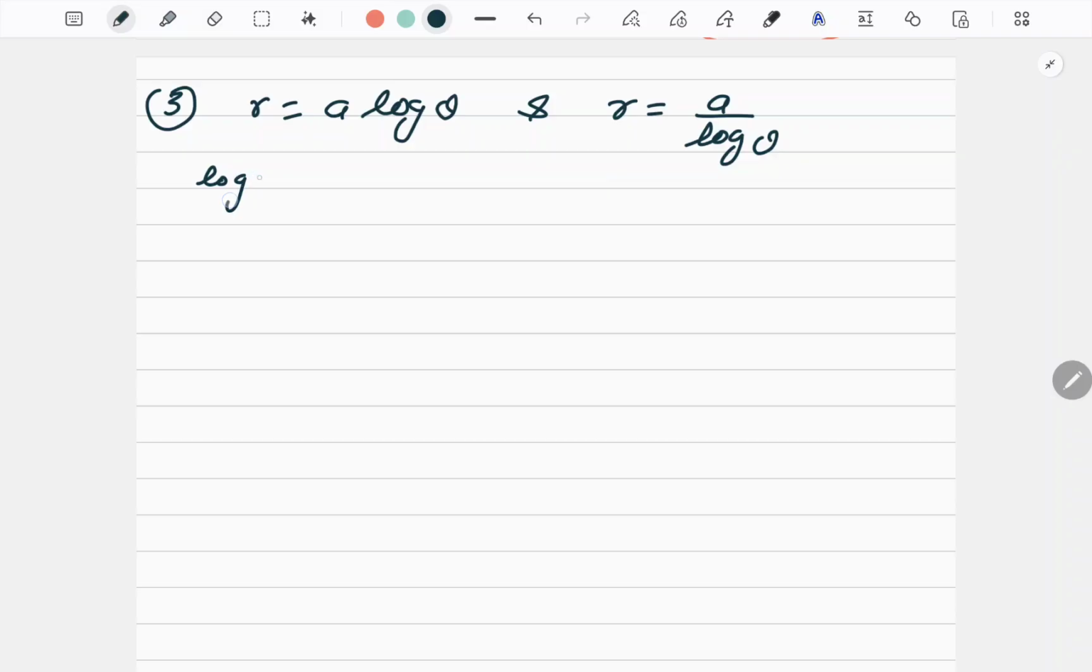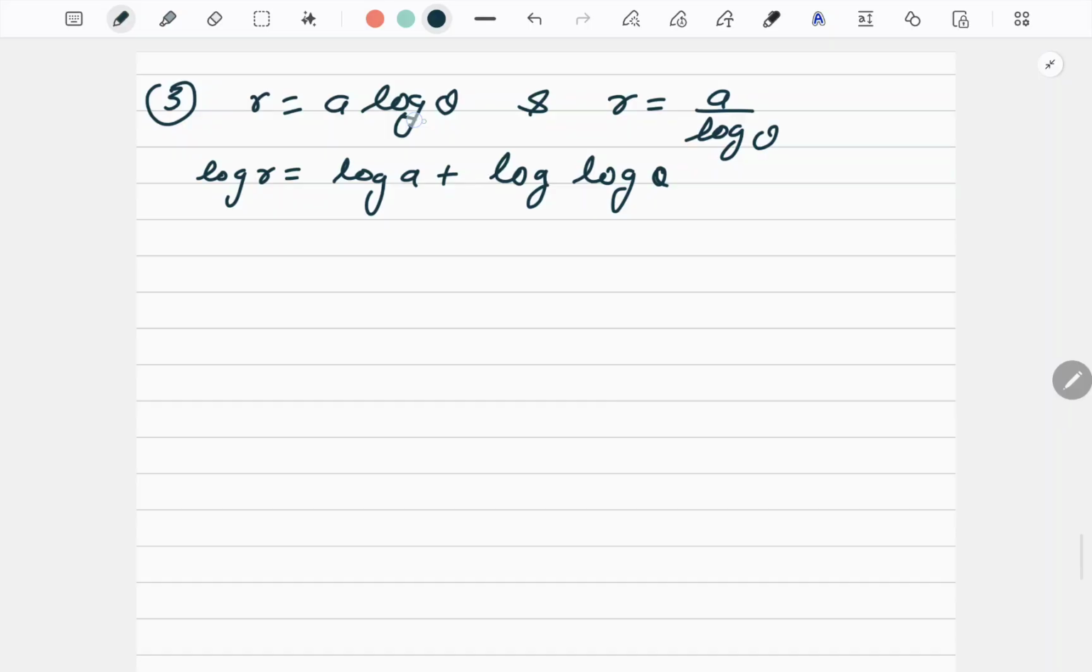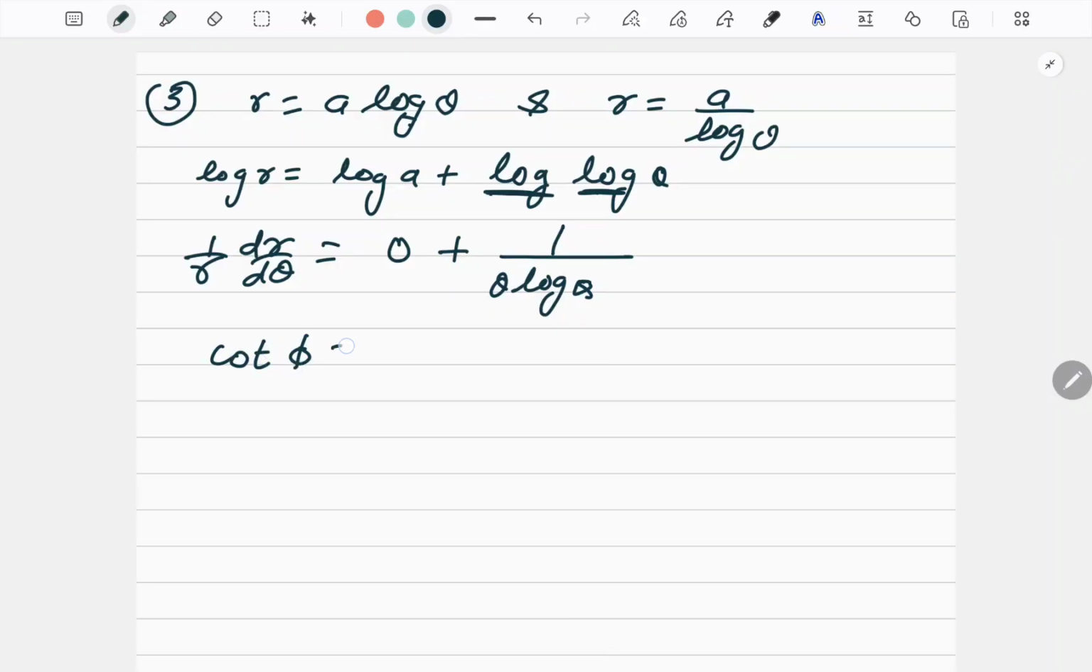Take log. So log r is equal to log a plus log of log theta. Please take care of this thing: when taking log, one log is already there, so log of log theta. So 1 by r dr by d theta is equal to 0 plus 1 by log theta. See now how I am applying the chain rule. Differentiation of log is 1 by log theta, then differentiation of log theta is 1 by theta. So 1 upon theta log theta. So now cot phi is equal to 1 upon theta log theta.